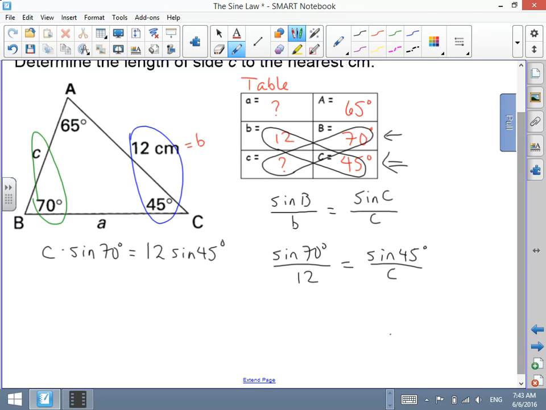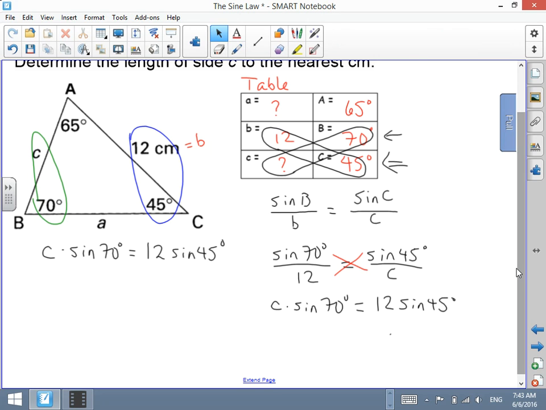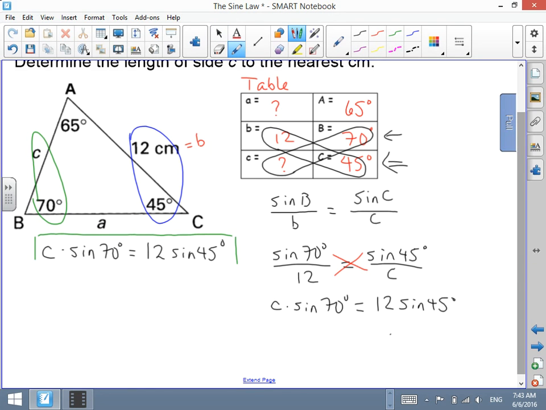Right? Now, previously to this, what we would do is we would cross multiply. So we end up with c times the sine of 70 equals 12 times the sine of 45. And you might notice, here's what's interesting, that what we started with back in the old days is the same expression we have here. Okay. So again, you might want to start using this one in those cases where it's not so easy to tell if the sine law is applicable.